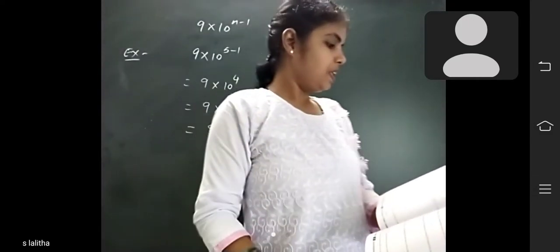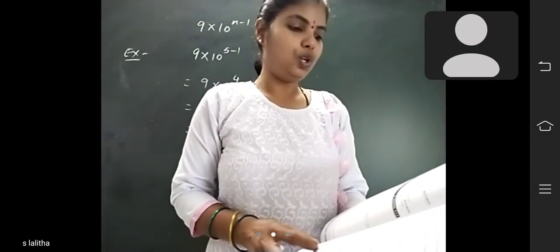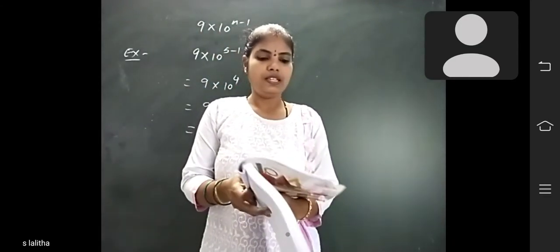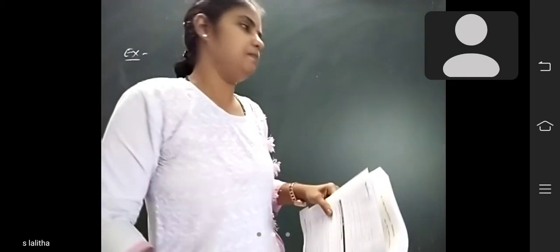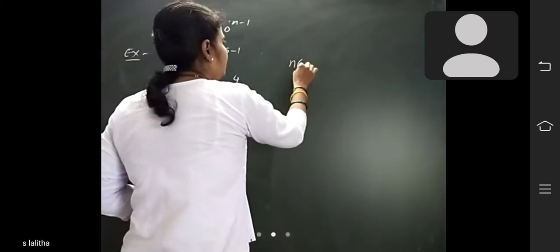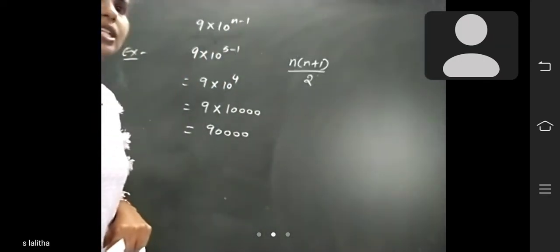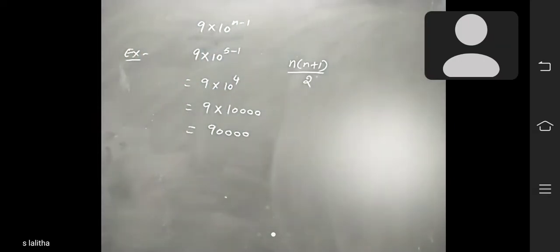Next, second one. The sum of the first n natural numbers is n into n plus 1 by 2. So, sum of first n natural numbers means what?